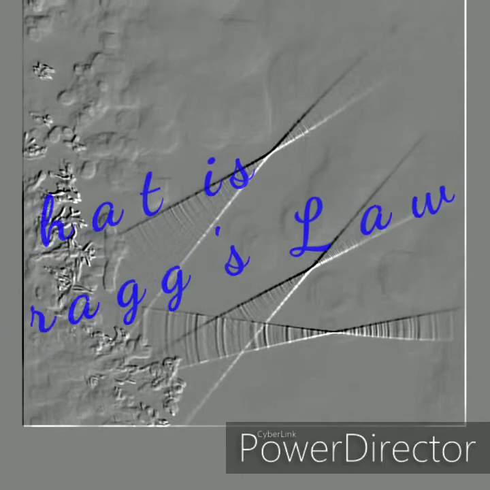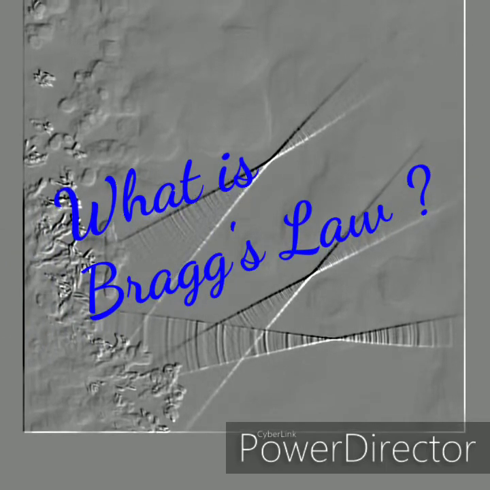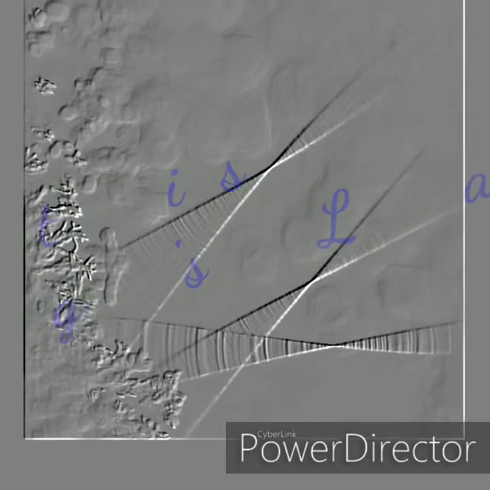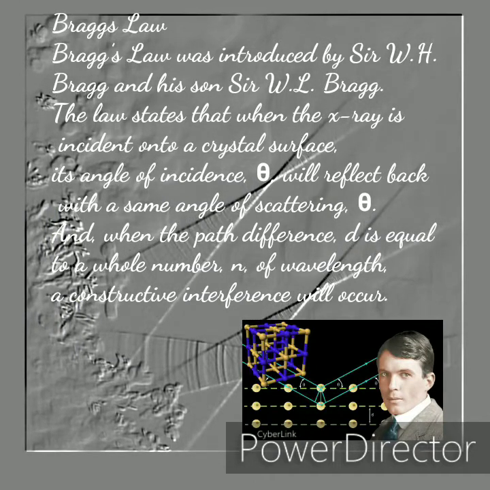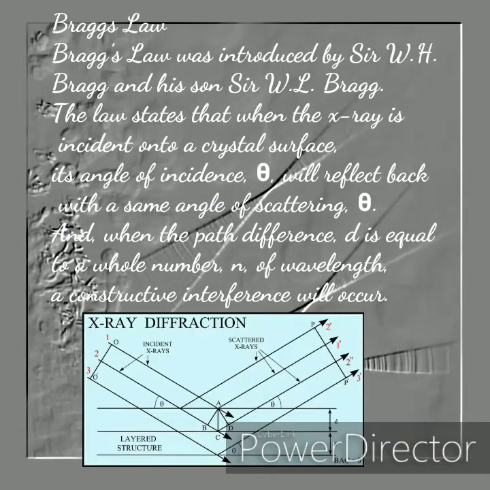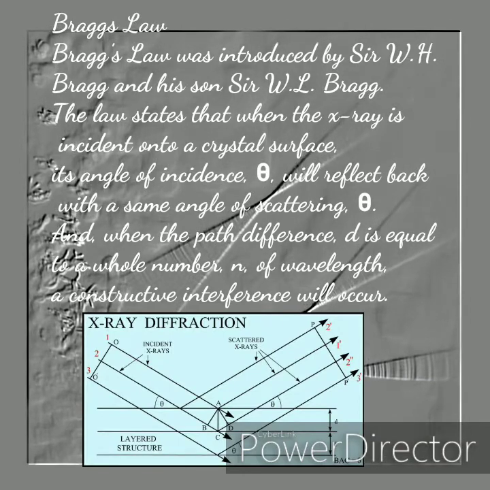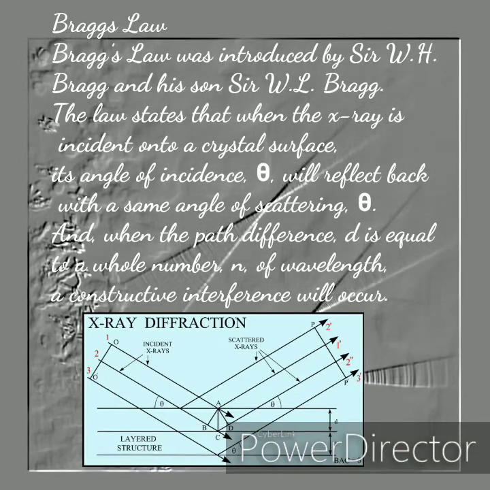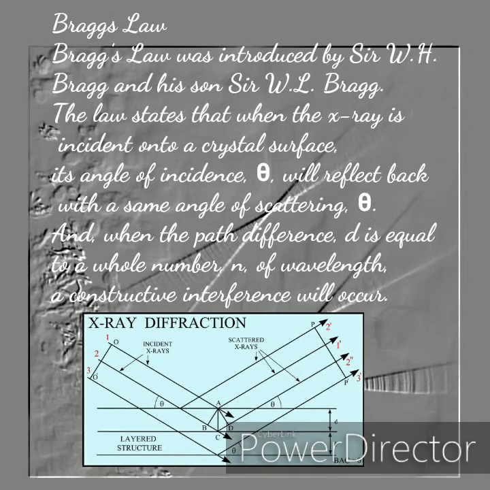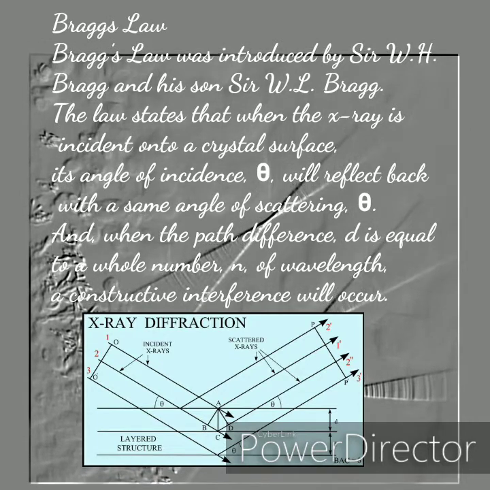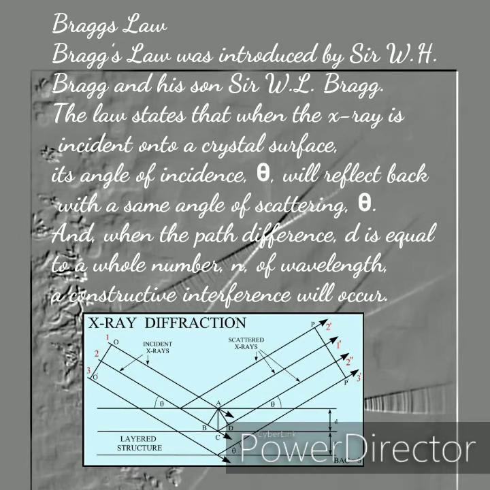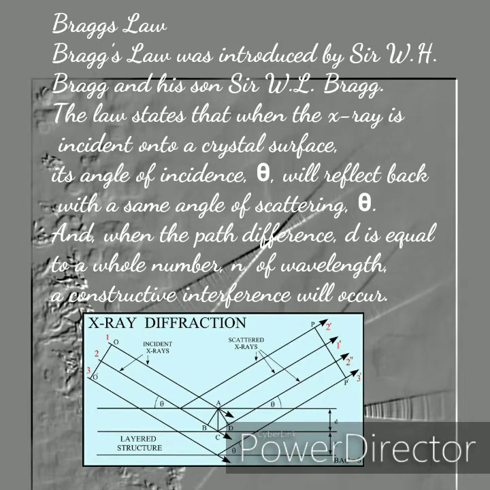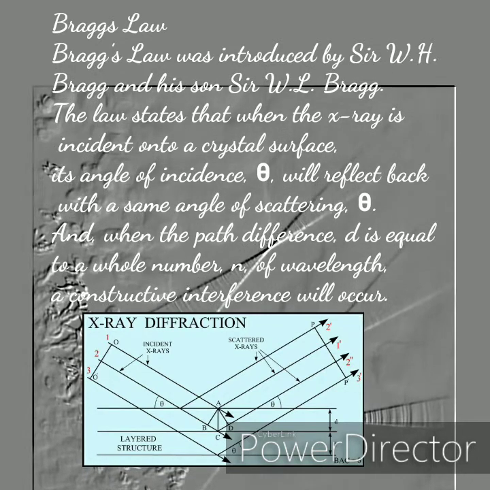And now we're going to define Bragg's law and its relation to crystal structure. Bragg's law was introduced by Sir W. Bragg and his son Lawrence Bragg. The law states that when the X-ray is incident on a crystal surface, its angle of incidence theta will reflect back with the same angle of scattering theta. When the path difference d is equal to a whole number n of wavelengths, constructive interference will occur.